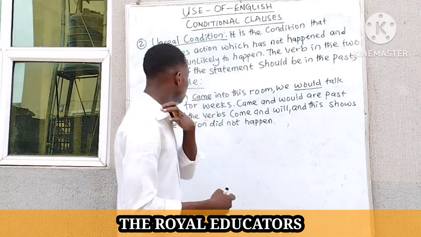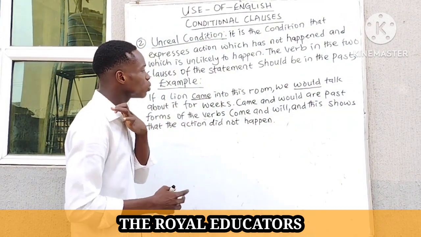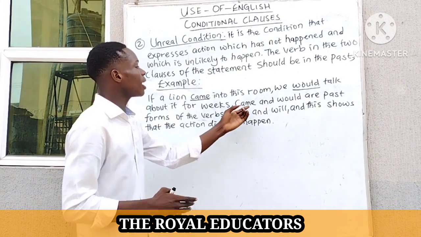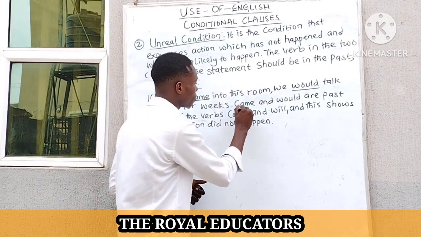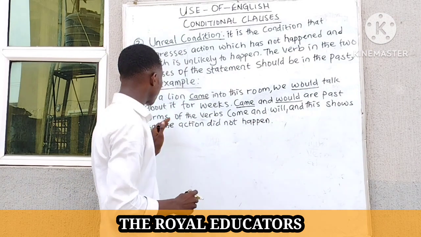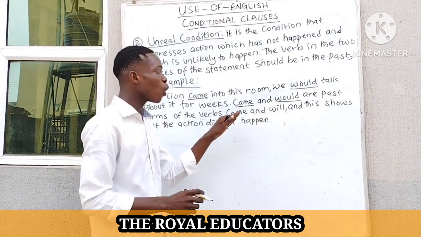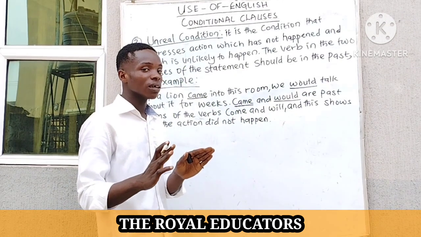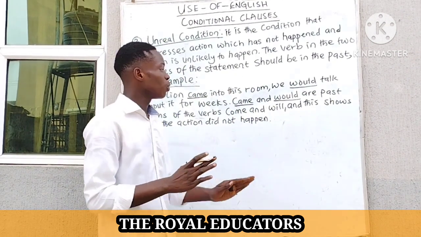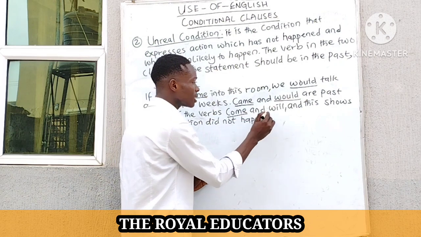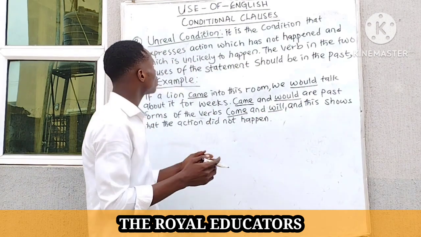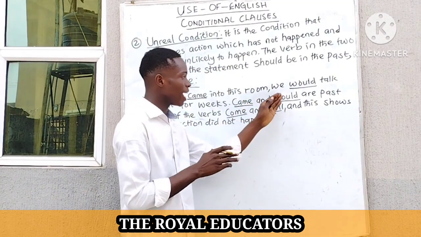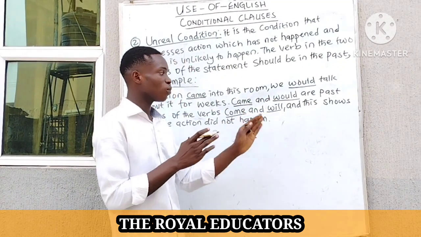So we have it here that if a lion came into this room, we would talk about it for weeks. Now, came and would are past forms of the verbs come and will. So if we were to talk about it in the real condition, we would talk about it in the present tense, which is come and will. But we are talking about the unreal condition now, so we talk about it in the past tense, which is came and would, not come and will.